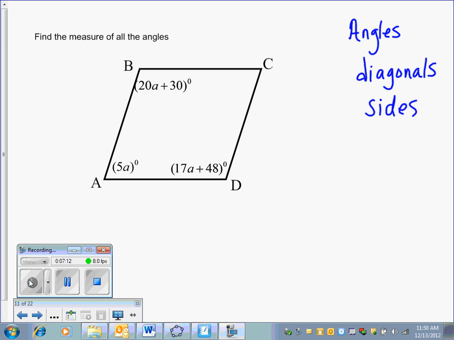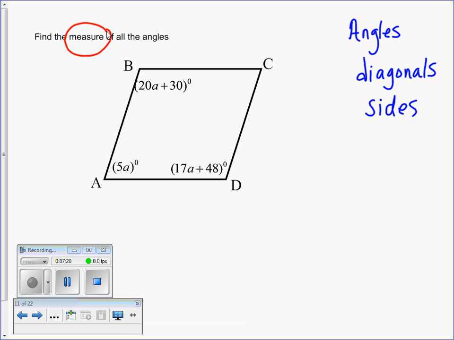Okay, here's our first application problem. Every time we see a problem, the first thing we do is read the directions, and the direction says find the measure of all angles. Anytime we deal with measure, we know that our answer is going to be in degrees. Okay? Well, if we're dealing with degrees, we ask ourselves, are we dealing with angles, diagonals, or sides? Yes, angles, because the direction says angles. So we want to know, what do our properties say about angles? Oh, opposite angles are congruent.